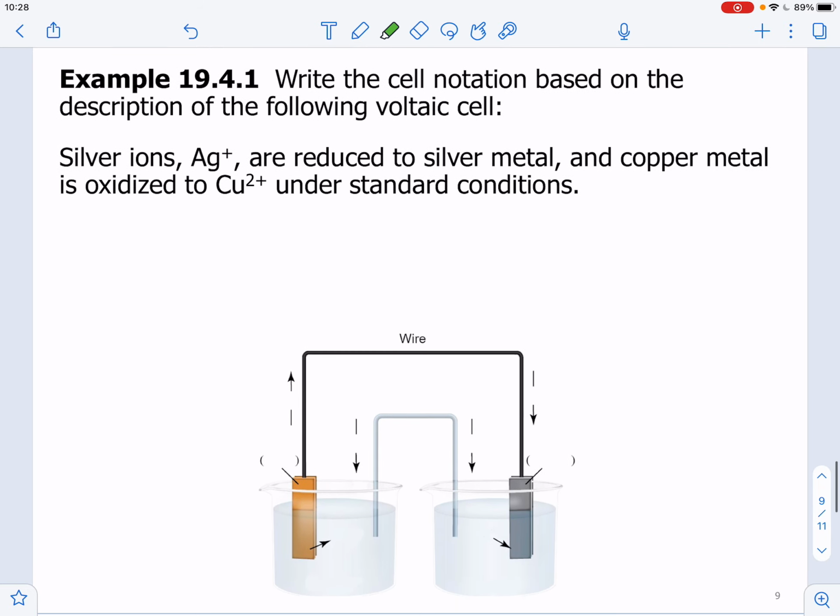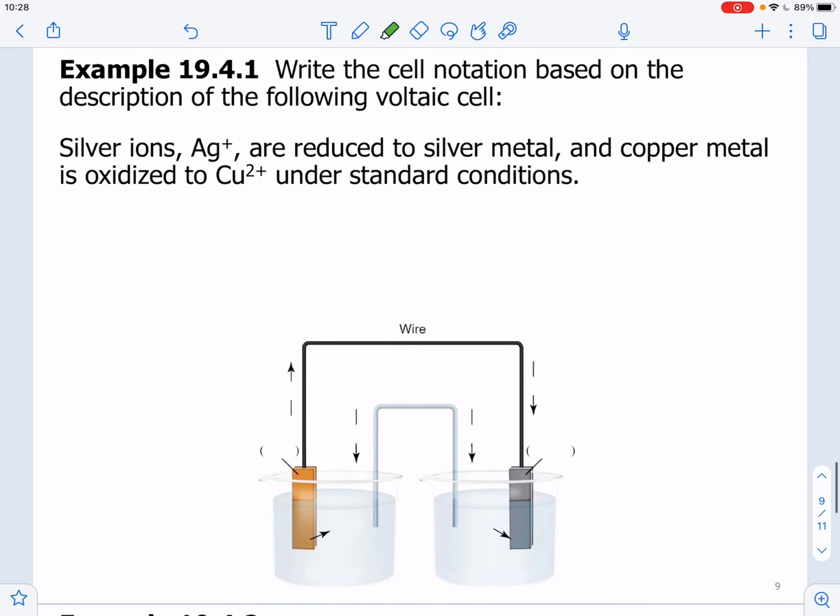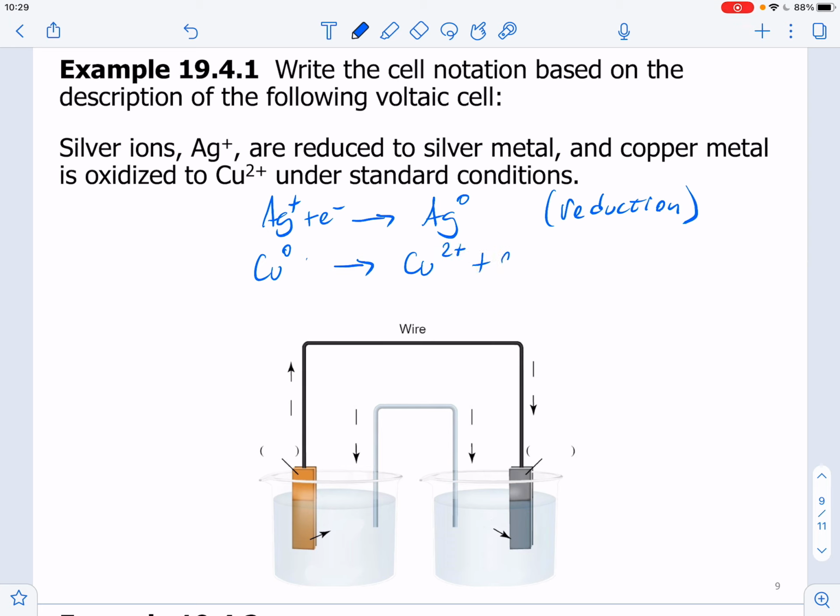Let's first picture what is happening here. Silver ions are reduced to silver metal. How do we describe that? We have Ag plus, and if it's being reduced to silver metal, then it's gaining electrons. So this is a reduction. And copper metal is oxidized. Copper 0 is oxidized to copper 2 plus, and in this case it has to be 2 electrons. This is the oxidation.